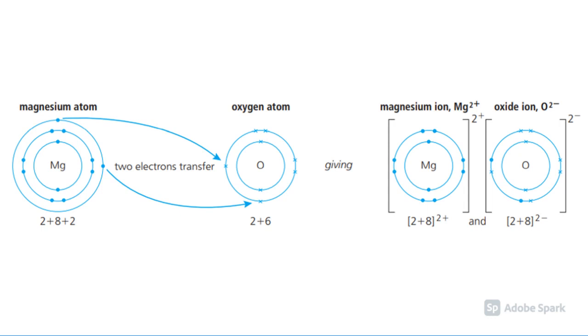These ions attract each other because of their opposite charges. Like the sodium and chloride ions, they group together to form a lattice. The resulting compound is called magnesium oxide. One magnesium ion for each oxide ion, so its formula is MgO.